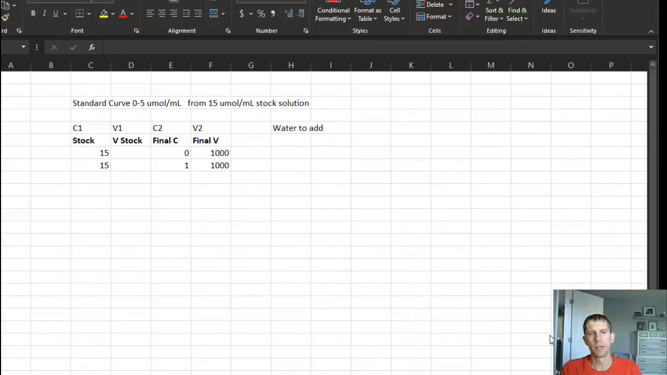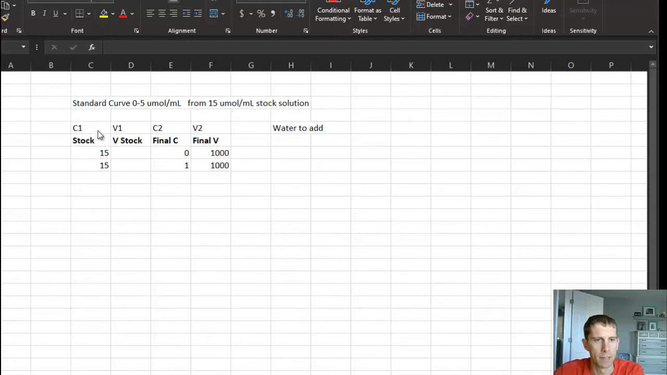All right, for setting up the experiment, we're asked to make a standard curve of maltose from a 15 micromole per milliliter stock solution. So we need to make a standard curve of 0 to 5 micromole per milliliter concentrations from a stock solution of 15 micromoles per milliliter.